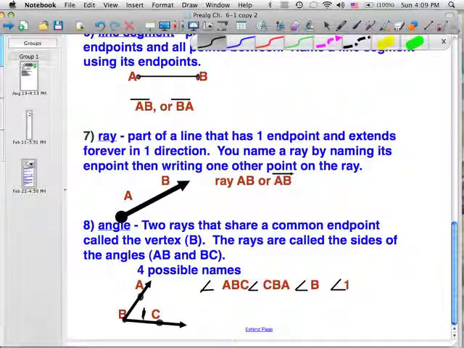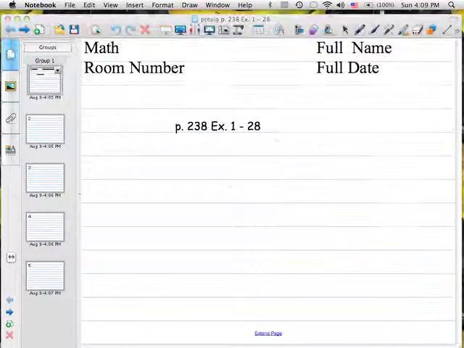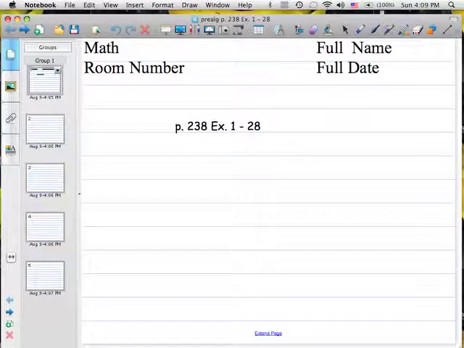With this in mind, we're ready to start the assignment, so get a piece of paper out. Head it for 238, exercises 1 to 28.